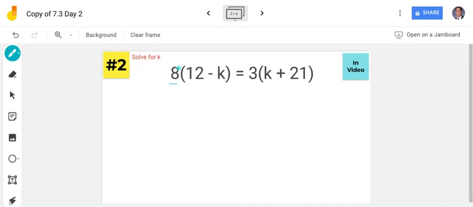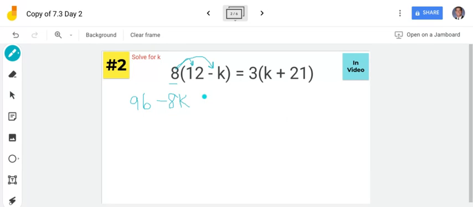So 8 times 12, I know that's 96 because of my fact fluency. I have my multiplication facts mastered. That's no problem for me. 8 times 12, 96. That's easy. 8 times negative k. We did that on the previous problem. We said that's negative 8k.